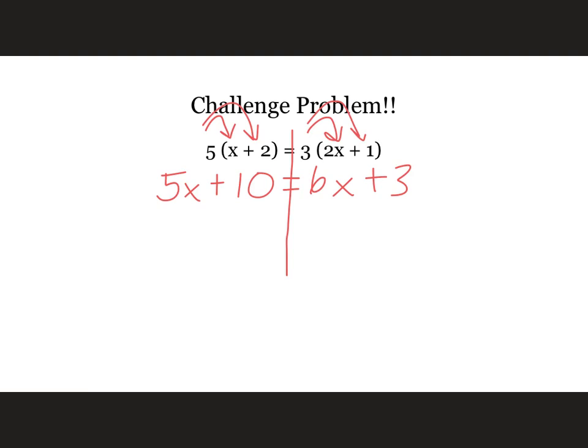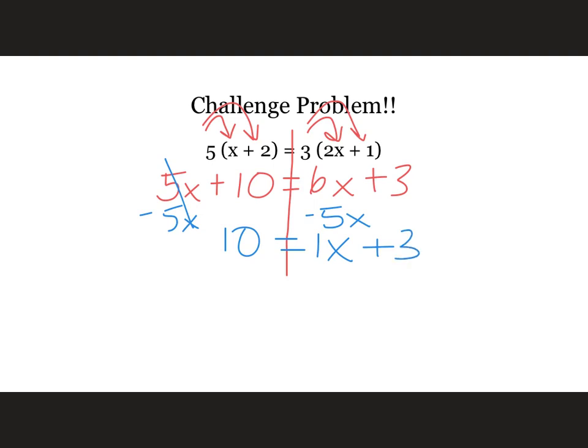So the next thing that I need to do is move the smaller x value. In this case, I look at 5x or 6x, and I know that 5x is smaller. Opposite operations would tell me to subtract 5x from both sides. These would cancel, and I would be left with 10 equals 6x minus 5x is just 1x plus 3.